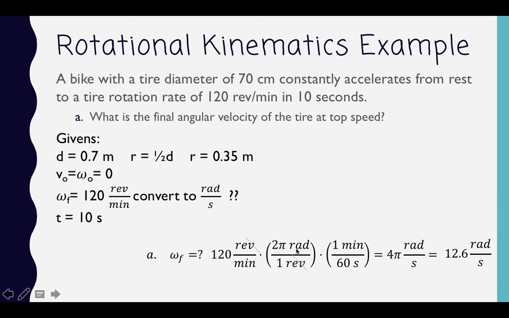Okay, so revolutions will cancel. And then for time, we have minutes currently, but we don't want to be in minutes, we want to be in seconds. So we know for every minute there's 60 seconds. When you do the math, you'll get 4 pi radians per second, or 12.6 radians per second.